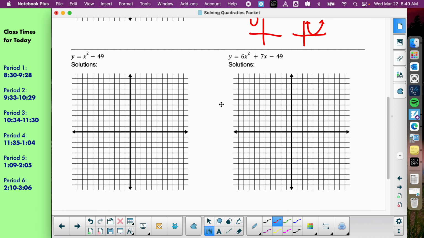Bella, whenever you get there, the second question. So graph it on Desmos and then draw it up there and say what the two solutions would be. And you can go right to that one if you want.